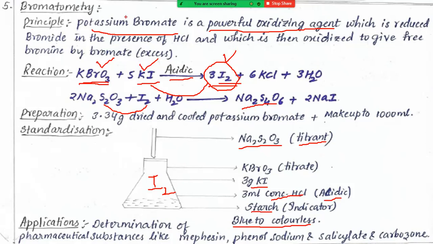This bromatometry method is also useful for estimating a few important pharmaceutical substances such as mepicine, phenol sodium, salicylate, and carbazones. All these pharmaceutical substances are estimated by using bromatometry.